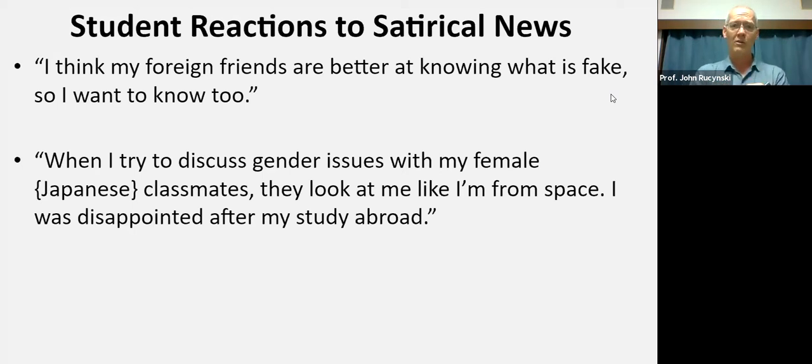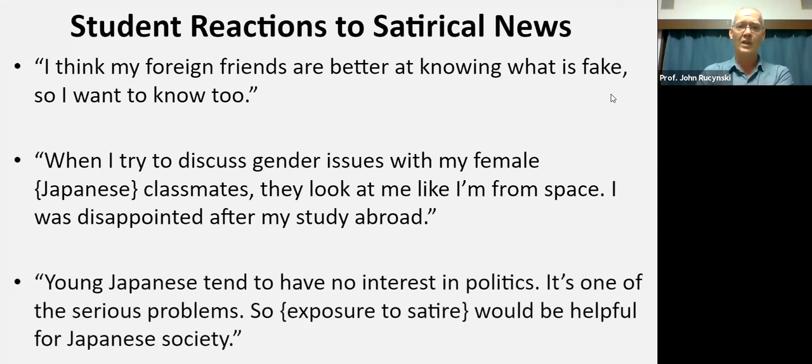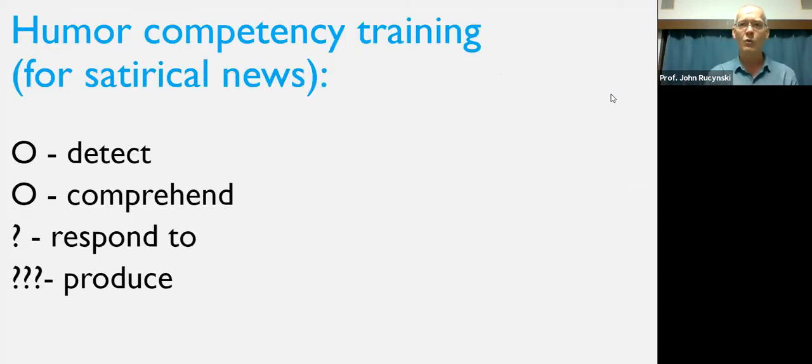And a very important final comment, young Japanese tend to have no interest in politics. So maybe satirical news would help, because actually studies in the States and England have shown that young people that read satirical news actually have a greater awareness of issues. So again, with satirical news, obviously we're not asking our learners to produce satirical news, but it's very important for them to detect and comprehend in the classroom. So this would be the training for satirical news.